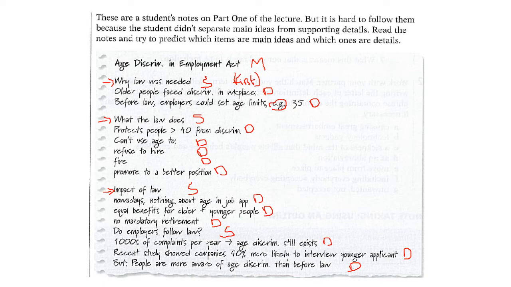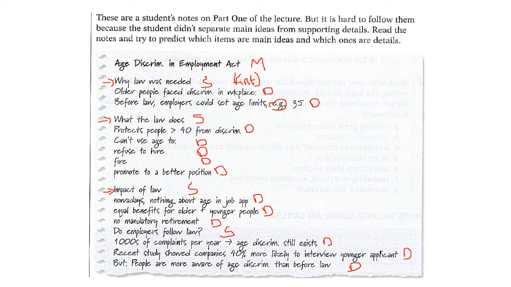Age cannot be used to refuse to give somebody a job, to fire somebody, or to give somebody a better position. So the main point is what the law does, and then there are 5 details explaining what the law does allow and does not allow. The third point he said was the impact of the law. So what is happening because of the law?